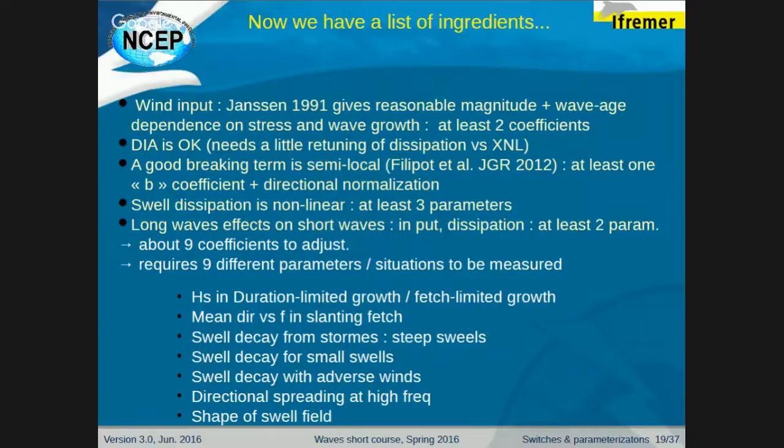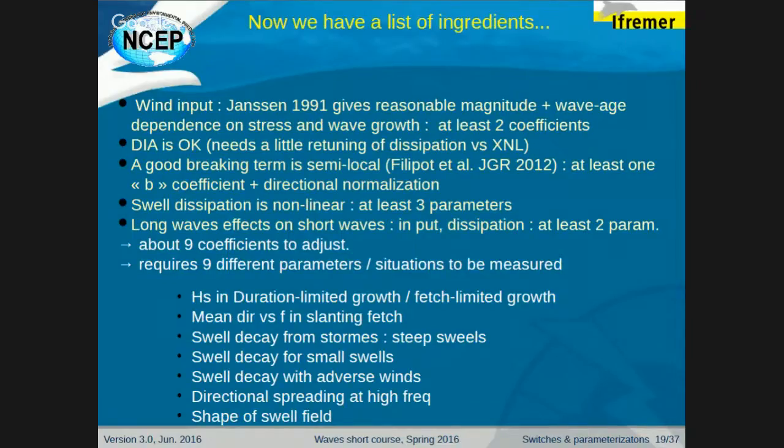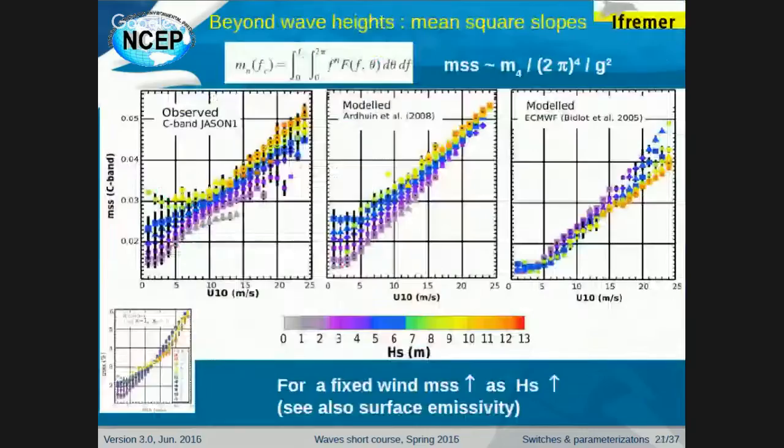One interesting thing you can add is the mean direction as a function of frequency in fetch-limited conditions. I will show you that. Then you have to put in some swell decay measurements, looking at directional spreading, and also the shape of the swell fields. So there are many things you can use to better control the wave model. And I forgot that there's also mean square slopes. Here is an example of using the mean square slope to tune the model.